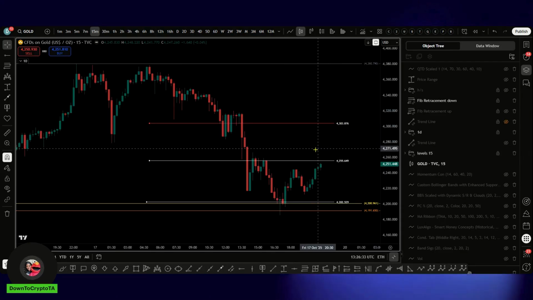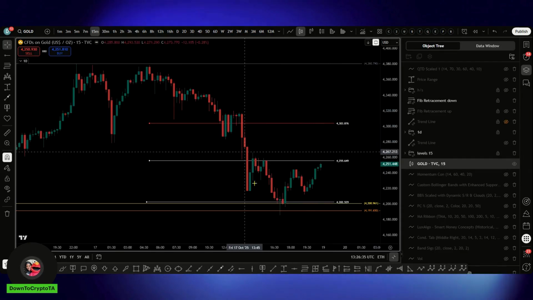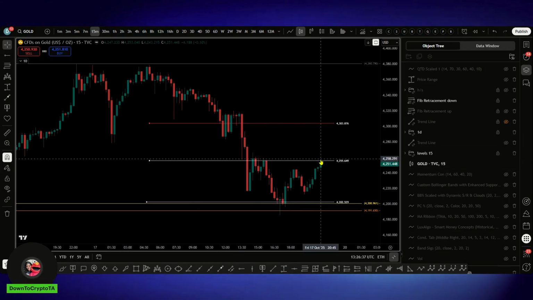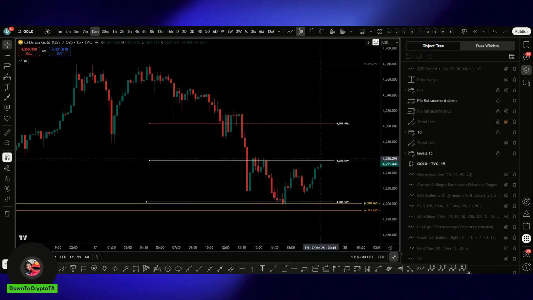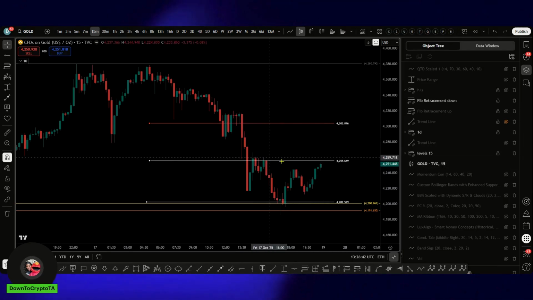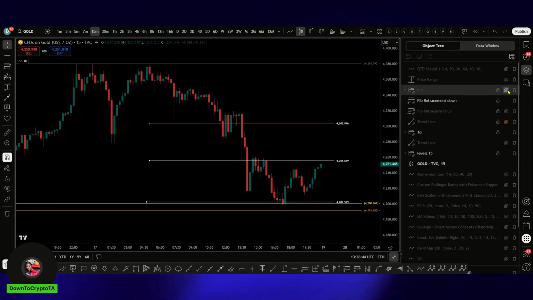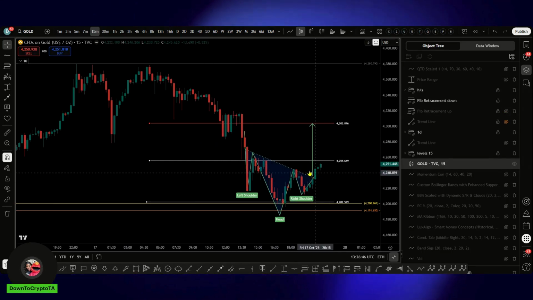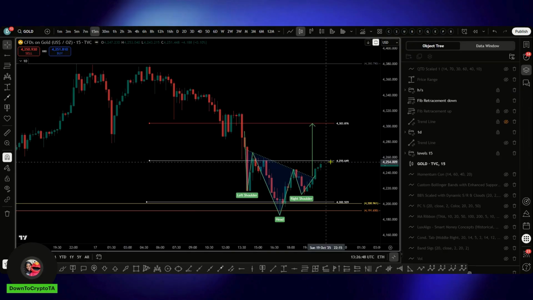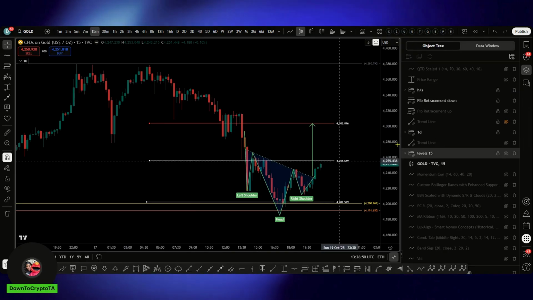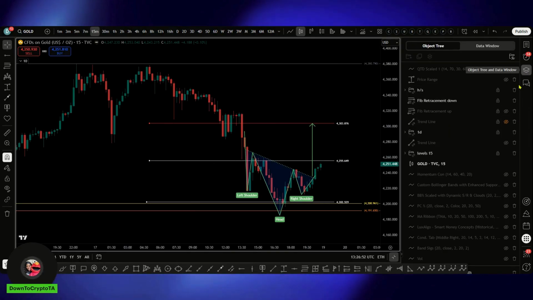All right. So it ended up building out an inverse head and shoulders right through here. And the neckline has already been broken, confirming this pattern. And we're sitting close to the 4255 level that we mentioned on Friday.